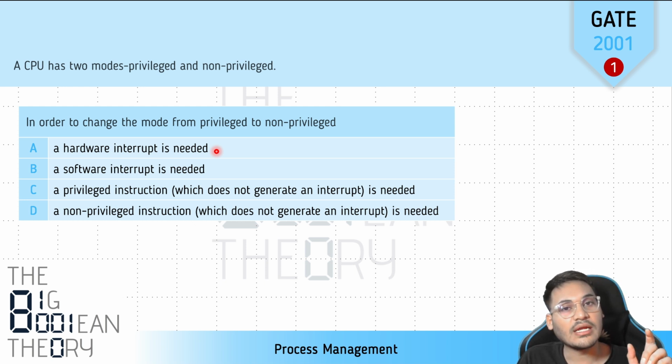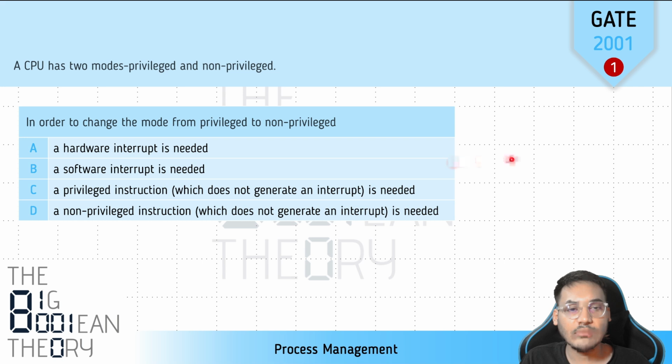So whenever there is an interrupt, the transition from the user process to the kernel takes place. So obviously the privilege level will be raised. Whether it is a hardware interrupt or a software interrupt, the privilege will go from non-privileged to privileged level. But here we are talking of the other way around, that is, we are talking about lowering the privilege.